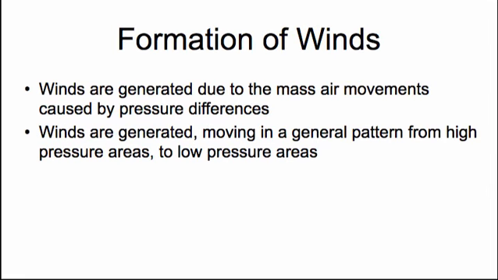Okay, so how do we form wind? Winds are generated due to the mass movement of air caused by differences in pressure. So wind always moves from an area of high pressure to areas of low pressure.